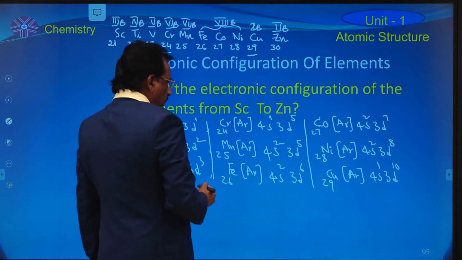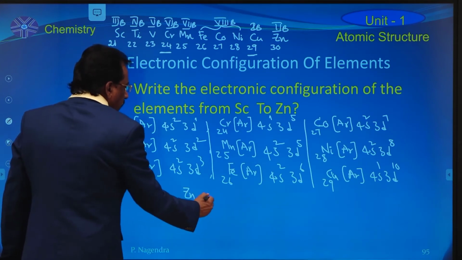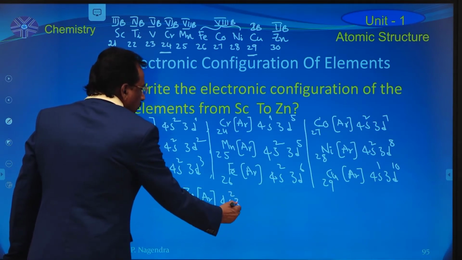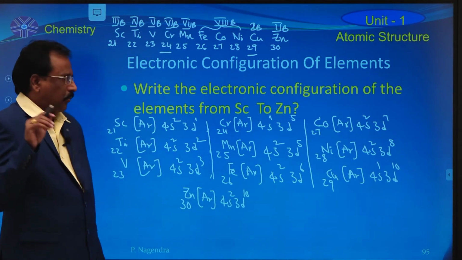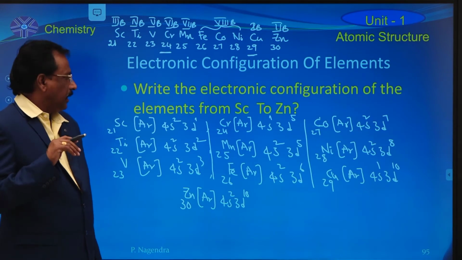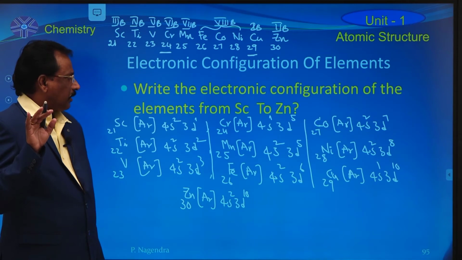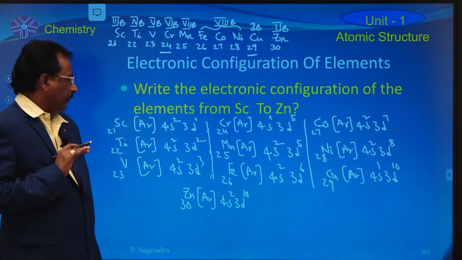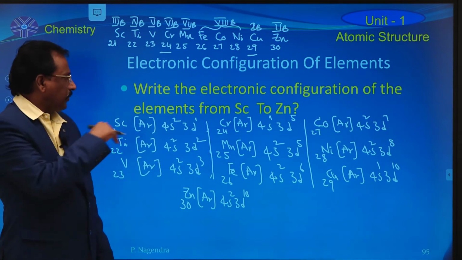And the final one is zinc. Zinc's atomic number is 30. Its outer electronic configuration is argon 4s2 3d10. So each and every student should remember the outer electronic configuration of the first transition series elements in the d block, nothing but the 3d series elements.